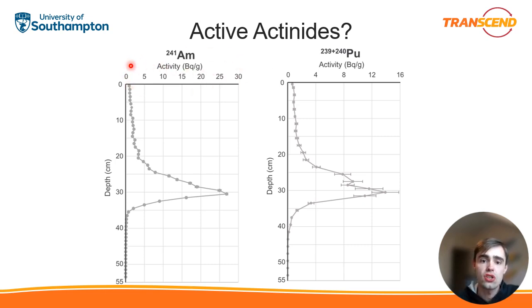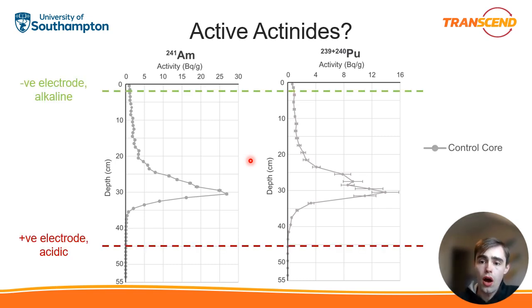So in both cases, on the x-axis we have the activity of the americium and the activity of the plutonium, and then the depth here is the depth of the core. The core was about 54 centimeters in depth, and this grey set is essentially the initial conditions. This is what was present in the core before being treated. So then we put our electrodes in.